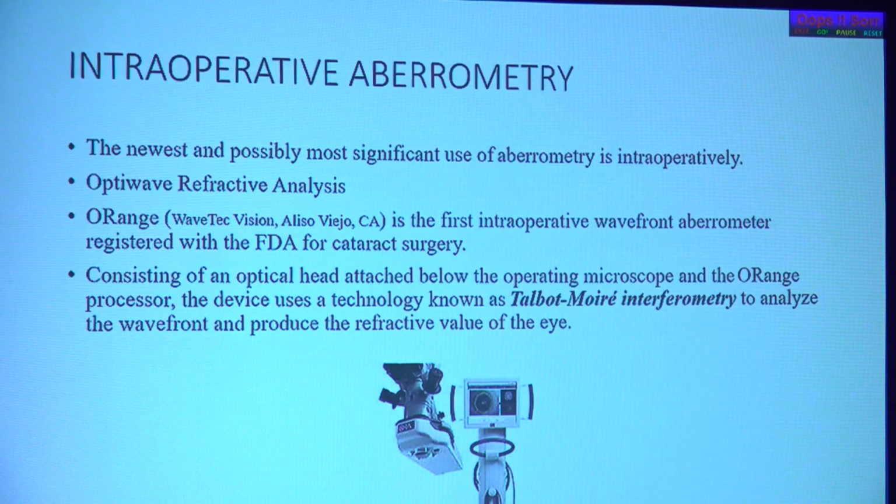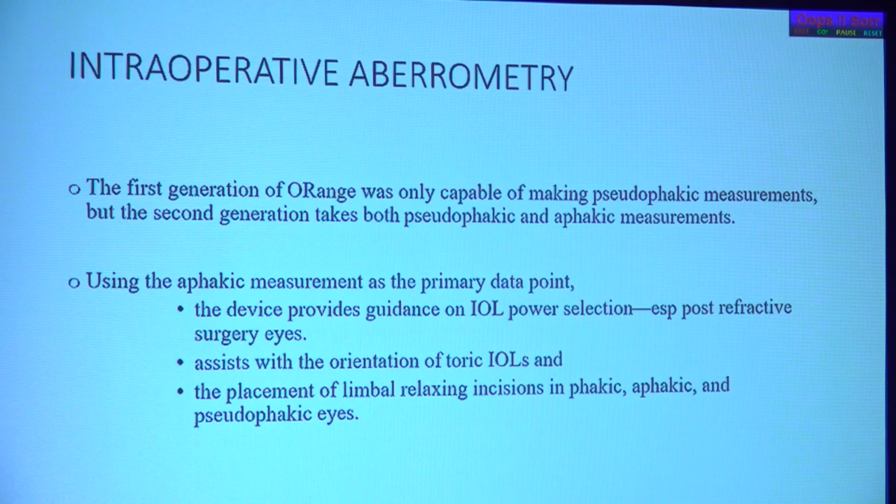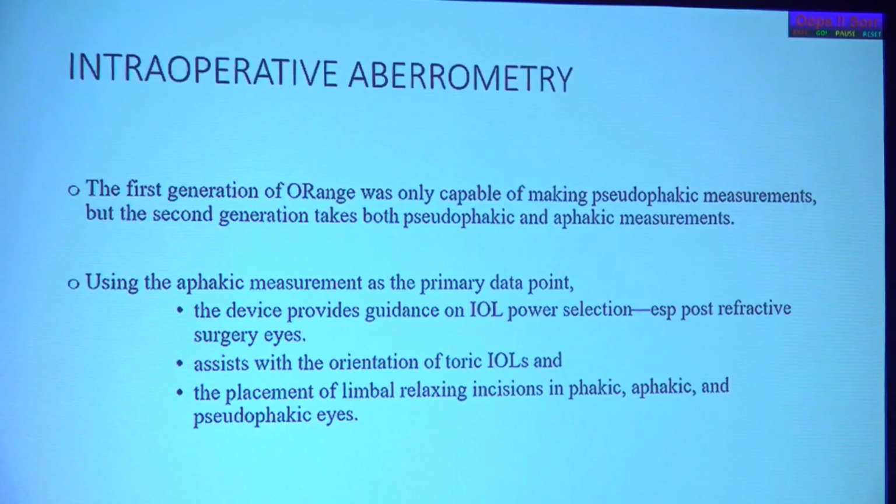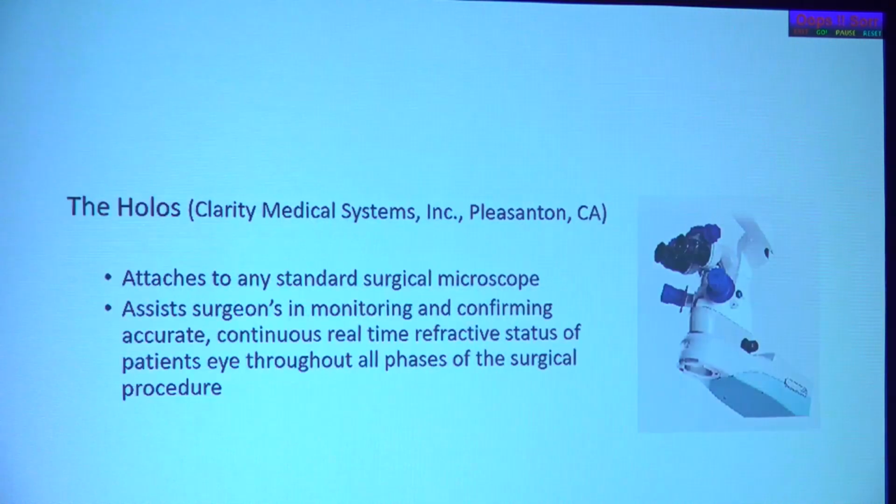And the most important thing is intraoperative aberrometry, which is the advanced innovation that's happening now, which can be attached to any of the microscopes. It can do measurement in both the pseudophakic and the aphakic state. Using the aphakic measurement as a primary data point, the device provides guidance on IOL power selection, especially in post-refractive surgery eyes. Intraoperatively, you can refine the IOL power and then implant, so that the IOL power is perfectly calculated for the patient, and also for the orientation of the toric IOLs.